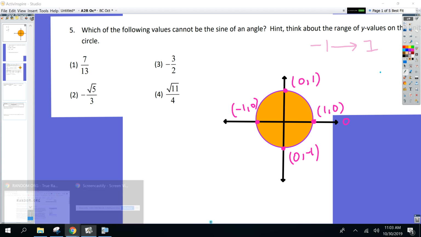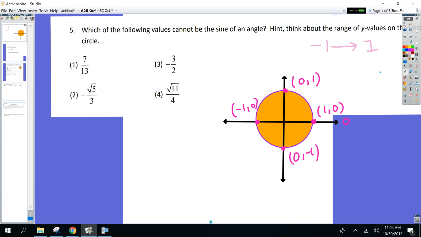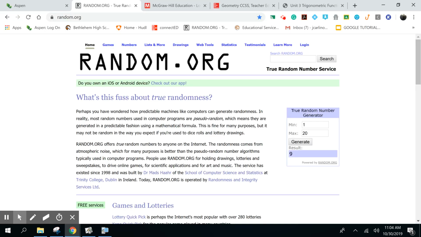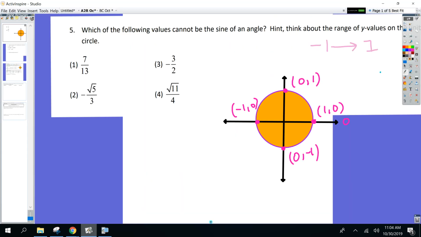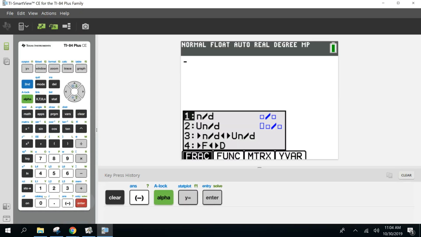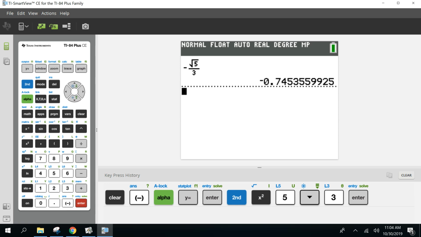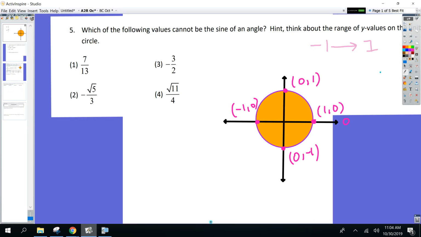And that value up here would be which one? How about negative radical 5 over 3? Well, let's go on to your calculator here. Negative radical 5 over 3. That would fall within that range, right? So that's a fine value for sine. So that's not going to be it. One is going to fall outside the range, though.